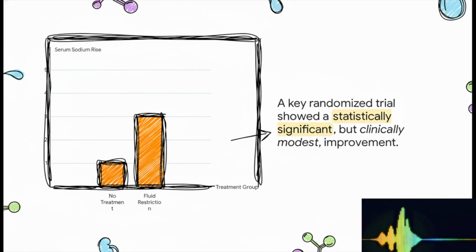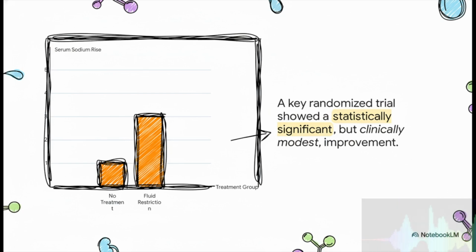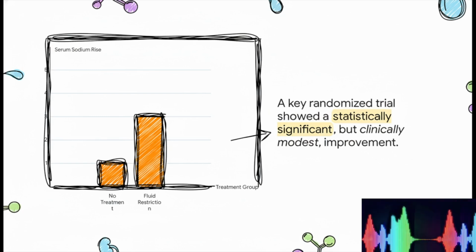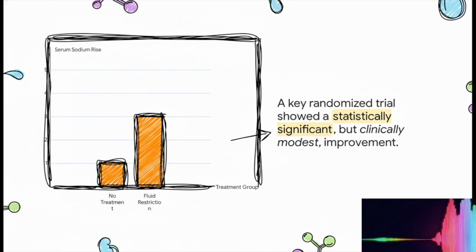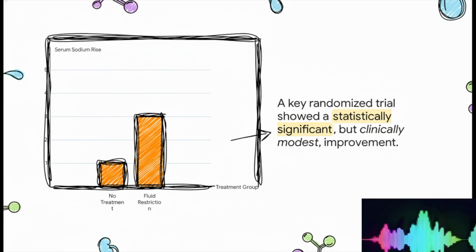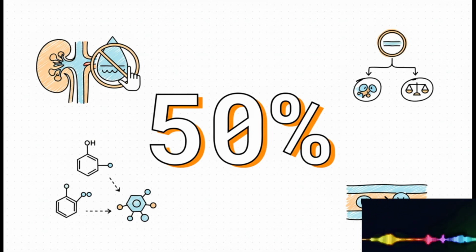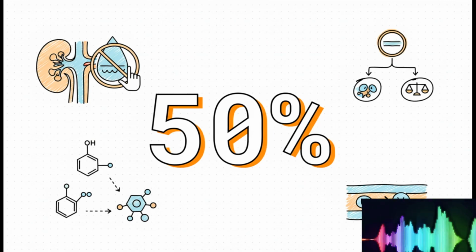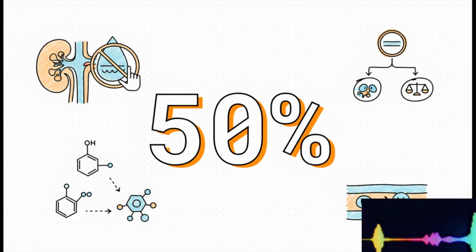And this is really interesting. Look at the data from a key randomized trial. With fluid restriction, serum sodium went up by about 3 millimoles per liter. Without it, it still went up by 1 millimole per liter. So yeah, it's a statistically significant difference, but in the real world, that's not a huge jump. And it gets even more stark when you look at bigger observational studies. Get this, up to half, 50% of patients just don't get a good enough response from fluid restriction alone. That's a huge number, and it's something we absolutely have to keep in mind in the clinic.